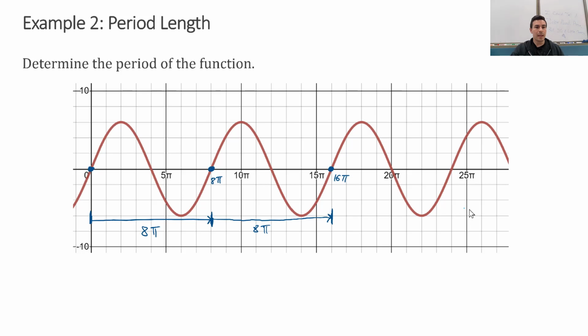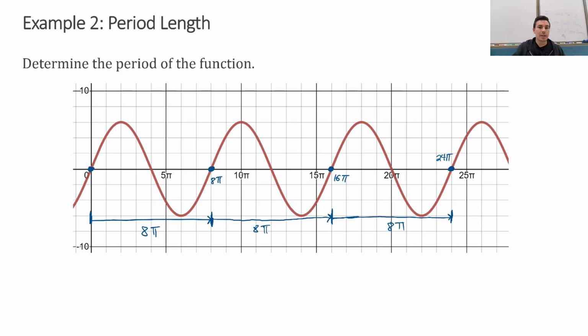So again, from 8 pi to 16 pi, we go another 8 pi, and then from 16 pi to 24 pi, as you can see, we have 3 periods here. This being the first one, and then we start repeating in the second one, and then again we start repeating in the third one.